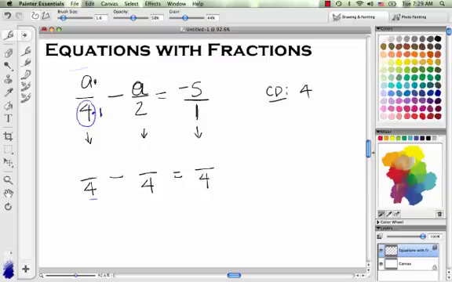And so what I do to the bottom of this fraction, I need to do to the top. If I multiply the denominator, I need to multiply the numerator by the same number. So if I multiply the bottom by 1, I need to multiply the top by 1. So a times 1 is a.